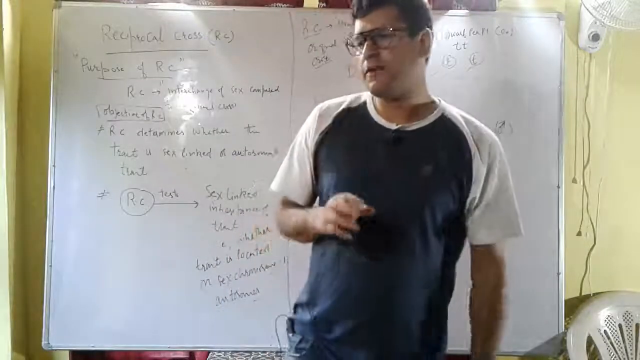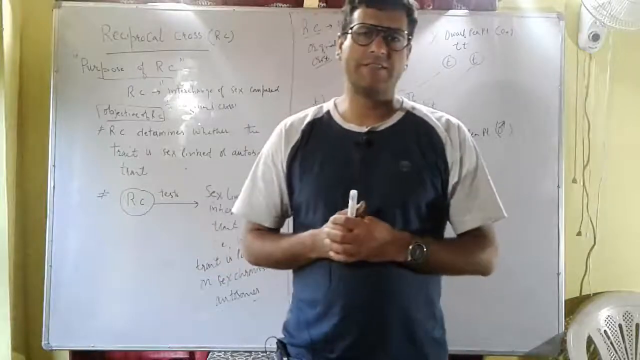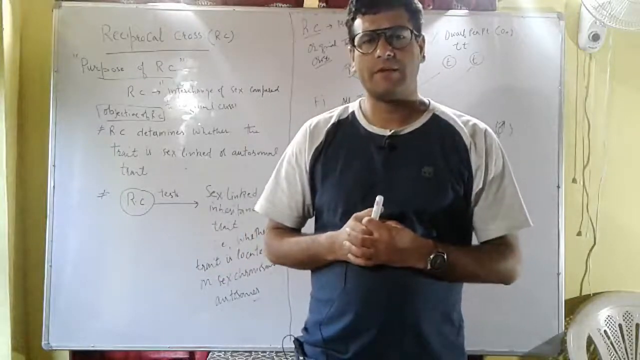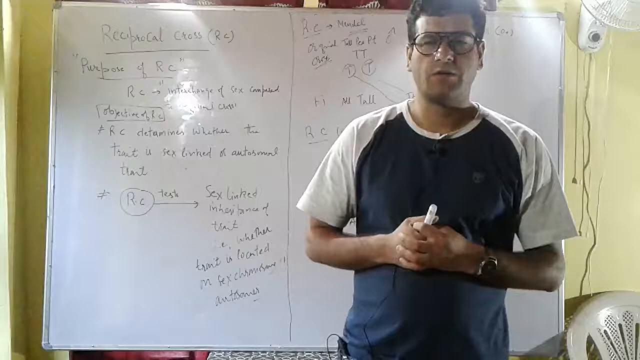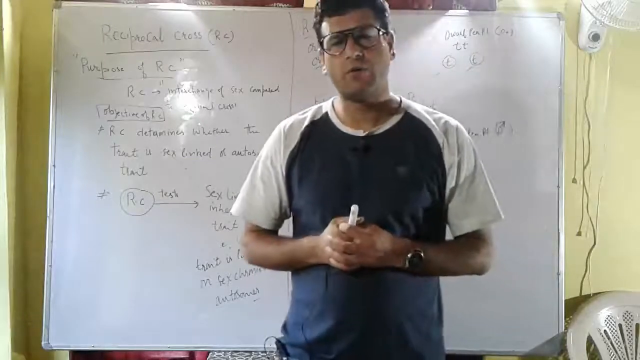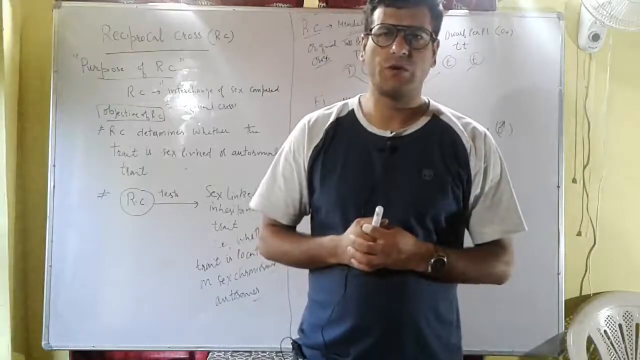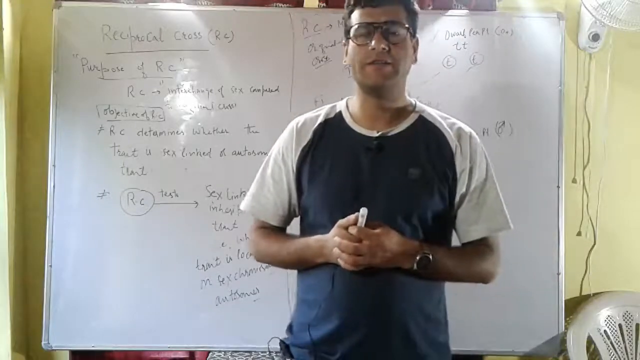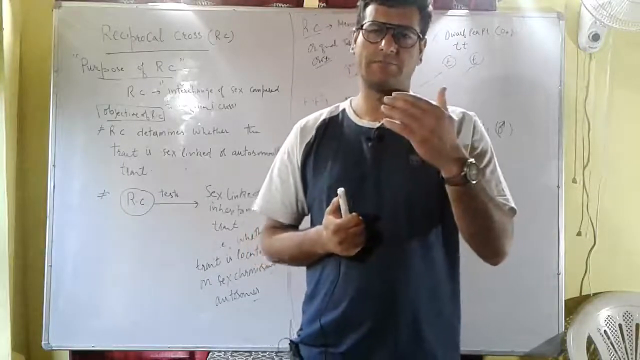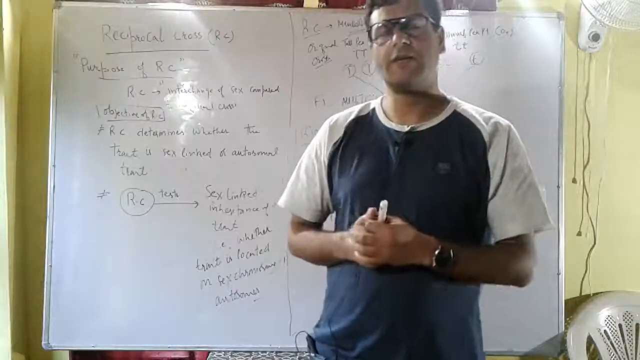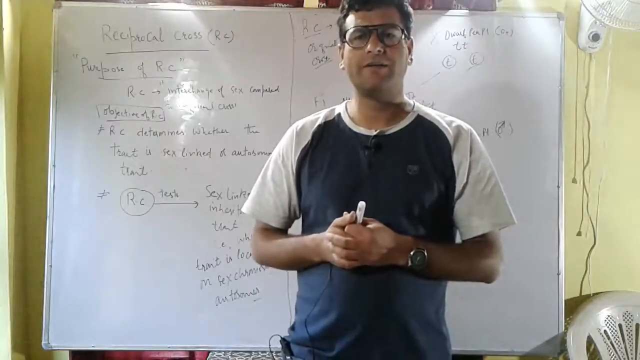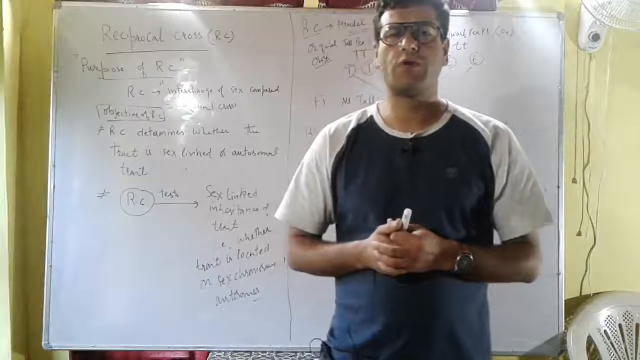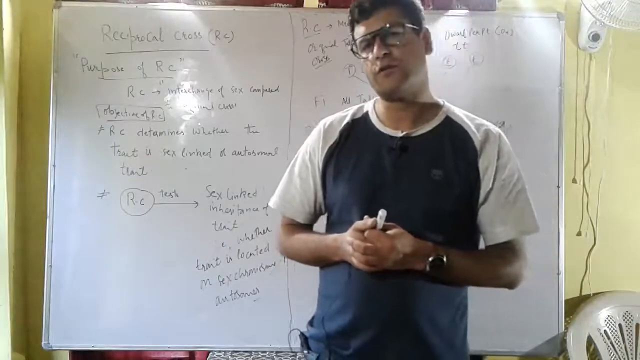So this is the main difference: if the trait is sex linked, obviously in the reciprocal cross the results would not be identical to the original cross. Whereas if the trait is an autosomal trait, then the results of the reciprocal cross would be identical to the original cross.